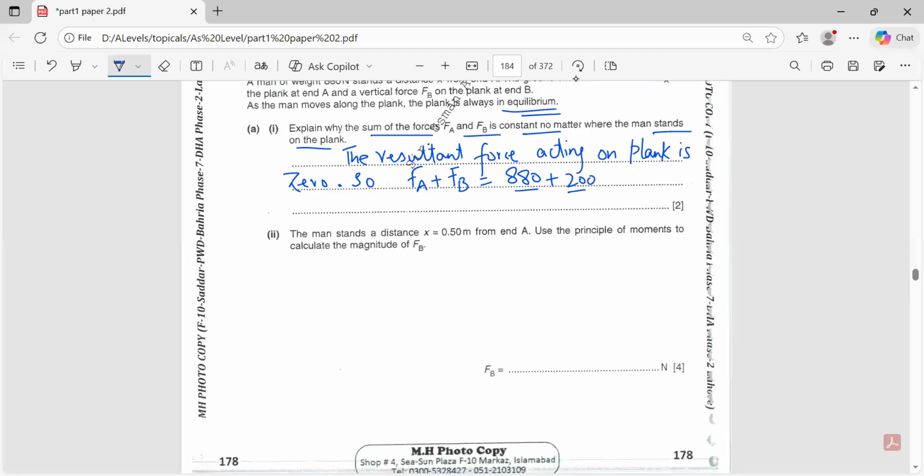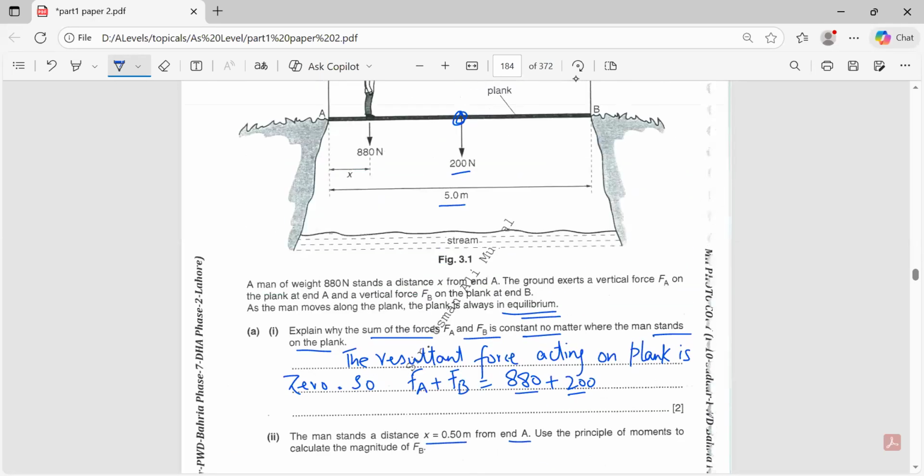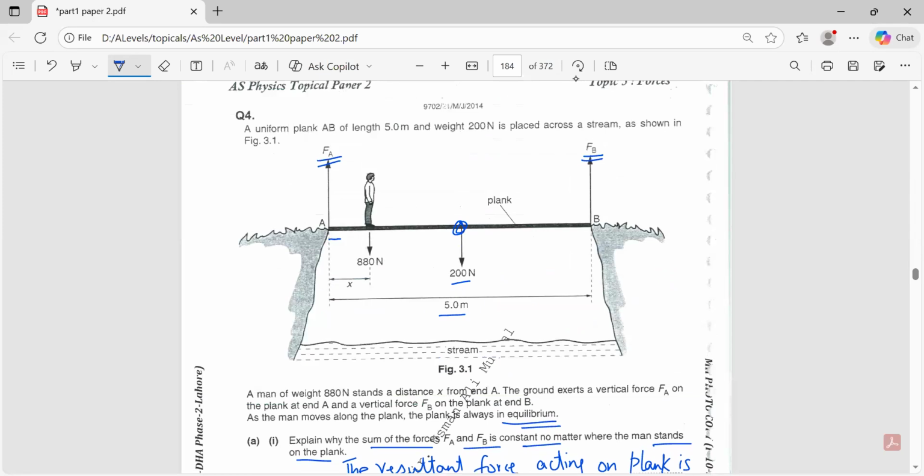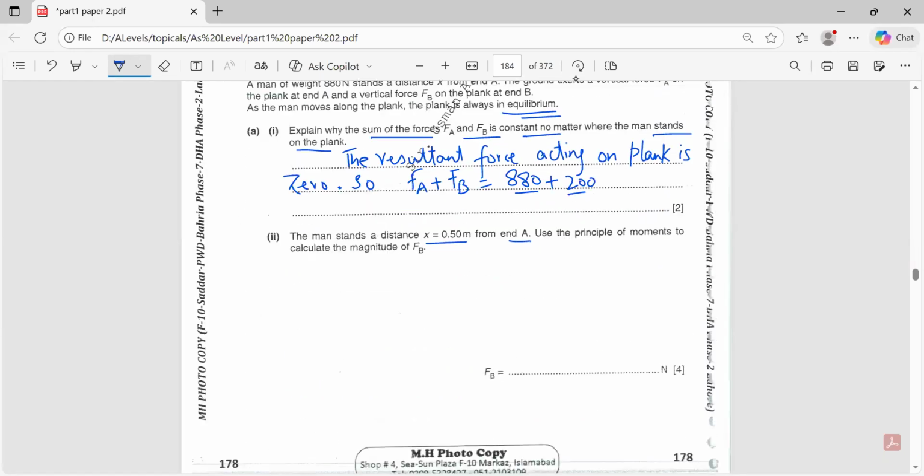Next question says the man stands a distance of 0.5 meter from end A. So let's say there is an end A, and the man stands at a distance of 0.5 meters from it. The distance from end A is 0.5 meter. We have to use the principle of moments to calculate the magnitude of FB.